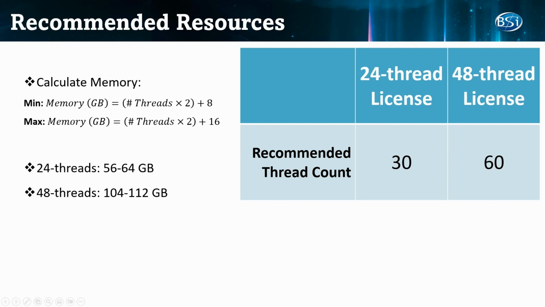It is also important that you allocate the appropriate amount of memory for your thread count. The formula used to decide how to allocate the memory in gigabytes is the number of threads allocated to Peaks times 2 plus between 8 and 16. So if you have 24 threads allocated to Peaks, you should allocate between 56 and 64 gigabytes of memory. If you have 48 threads allocated to Peaks, you should allocate between 104 and 112 gigabytes of memory.